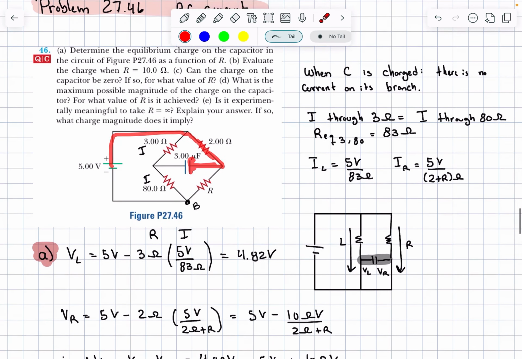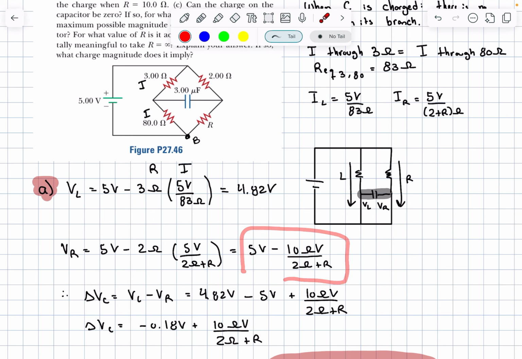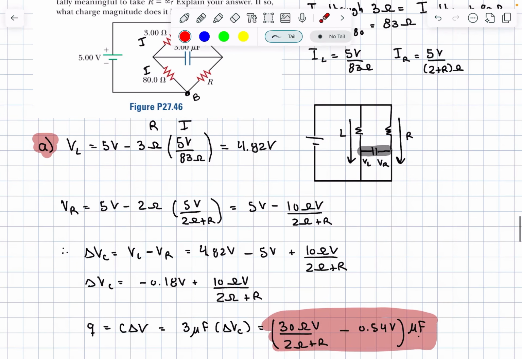So VL is equal to the 5 volts here, minus R times I, so the resistance here times the current here, 5 volts divided by 83 ohms, and that's going to be 4.82 volts. On the right-hand side, it's the same thing. The current goes like this here, so we have 5 volts minus 2 ohms times the current, which is 5 volts divided by (2 ohms plus R), and that's what we get here. Now delta VC, the potential difference across our capacitor, is just the left-hand side minus the right-hand side, and that gives us this here.